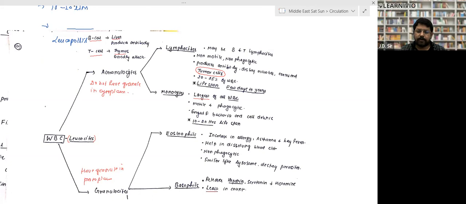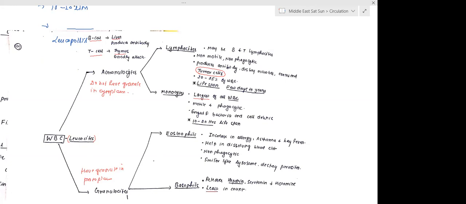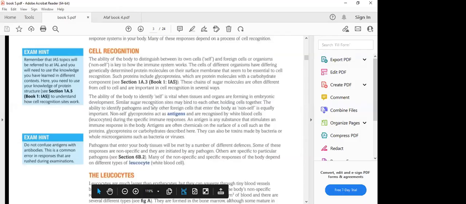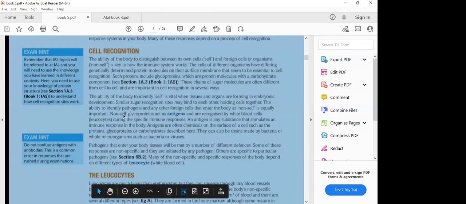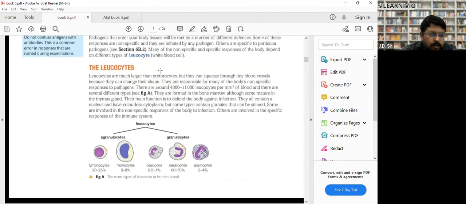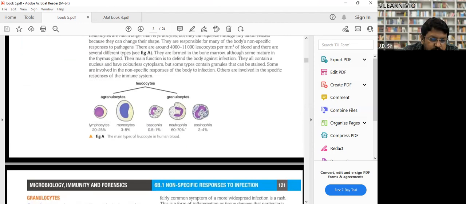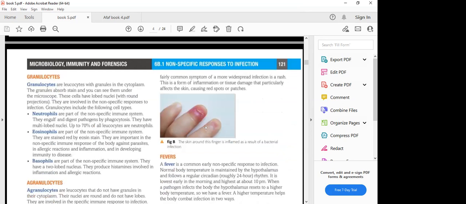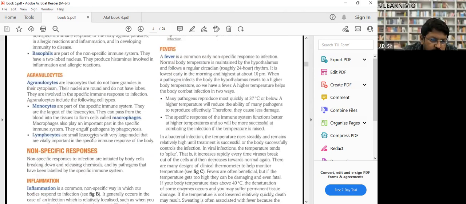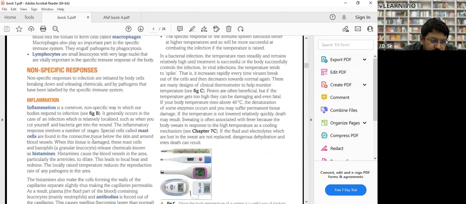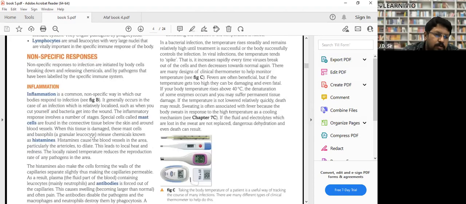Done, Affaf? Yes. So, leukocytes, I've told everything: lymphocytes, monocytes, basophils, neutrophils, eosinophils. You got everything now? Yes. So everything we have discussed, agranulocytes, monocytes, everything. Okay. So these are responsible for a specific response.